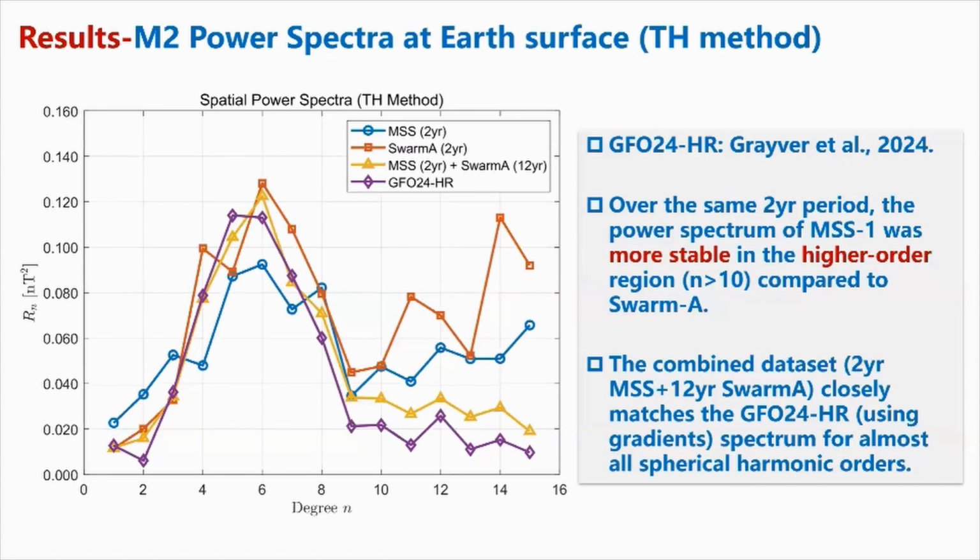And this is a linear comparison of the spectrum on the Earth's surface for the TH method. As you can see here, for the same period, a 2 years data set, the power spectrum of MSS-1 is stable in the higher order compared to Swarm A. And if we combine these two data sets, the 2 years MSS-1 and 12 years Swarm A, it is close to the model offered by Grayver.